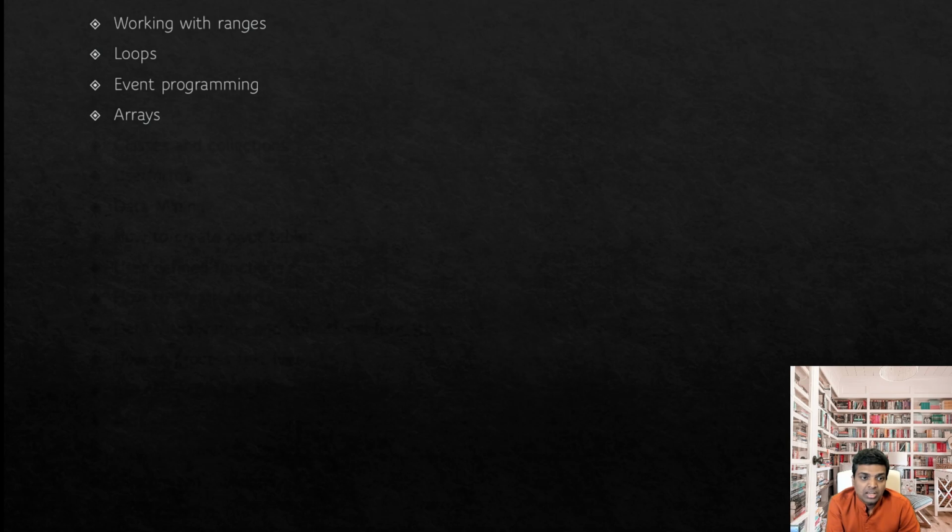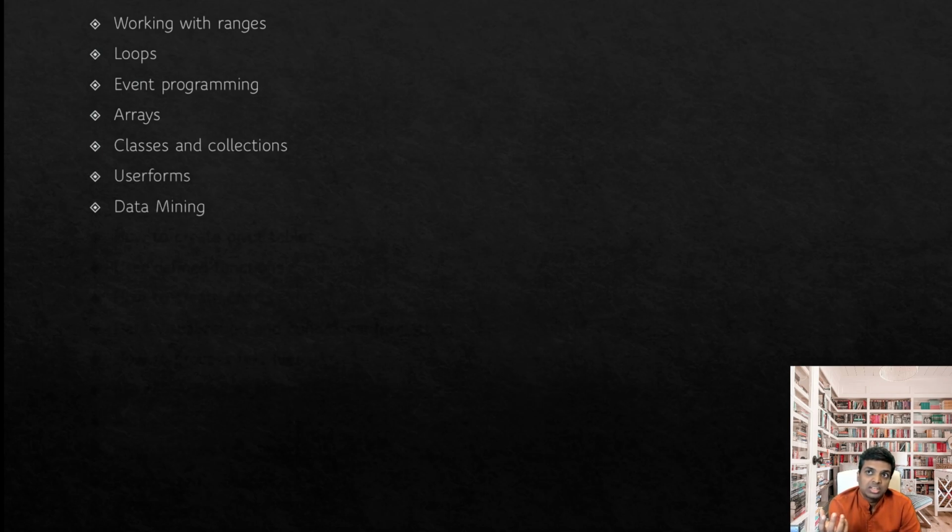And then arrays are there, which you might already be knowing, but if not, then don't worry, we will be going through that. Then classes and collections, and user forms are there. User forms basically help you to develop applications, or the interface on which you can click a button, or add a text box or something like that. Data mining is there, and how to create pivot tables. In Excel, you probably already know how to create a pivot table, but in this we will be learning how to create a pivot table with the help of VBA, right?